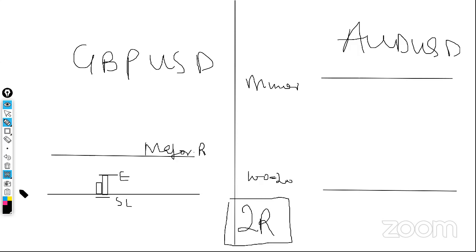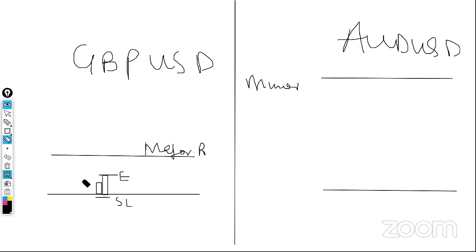Okay, so let's say, for example, maybe I run an account of $100. And then I want to make a 2 risk-reward ratio trade right here.